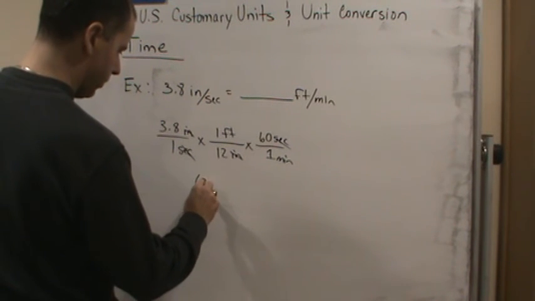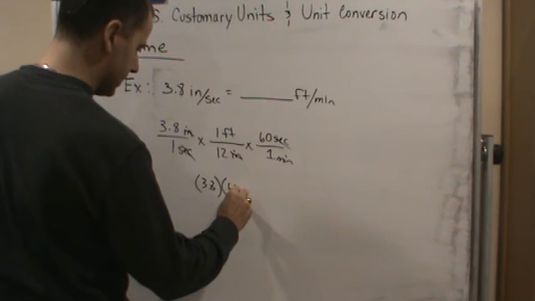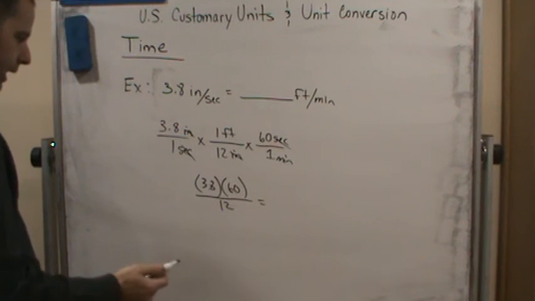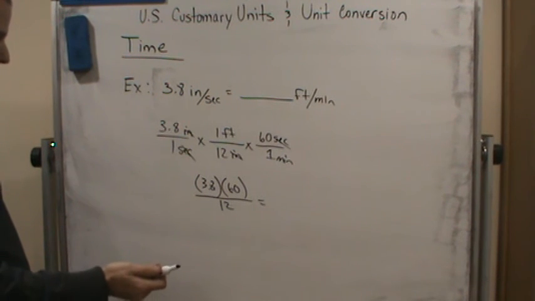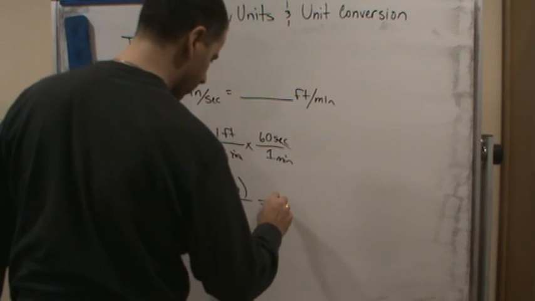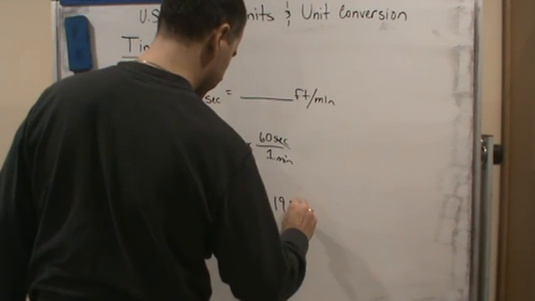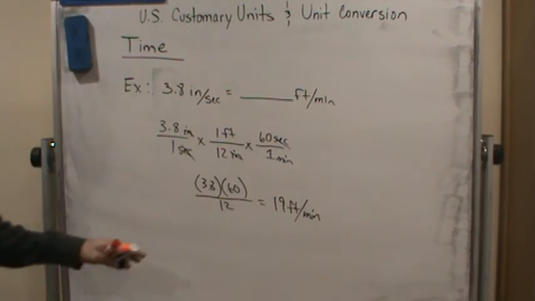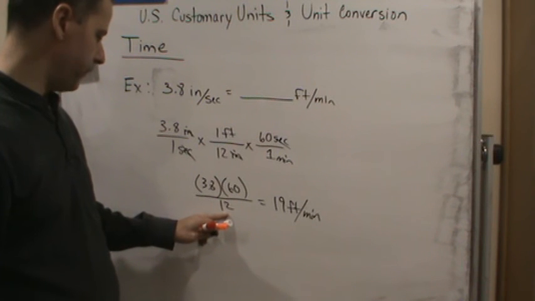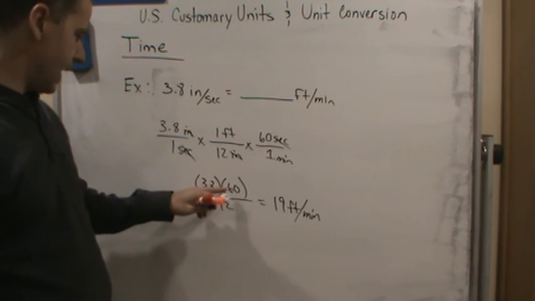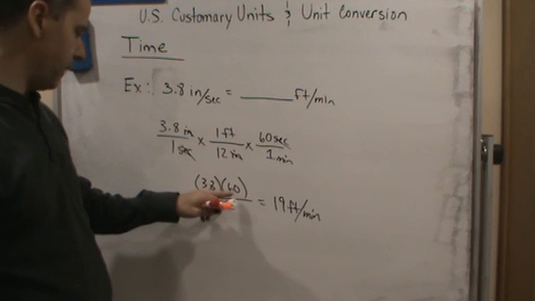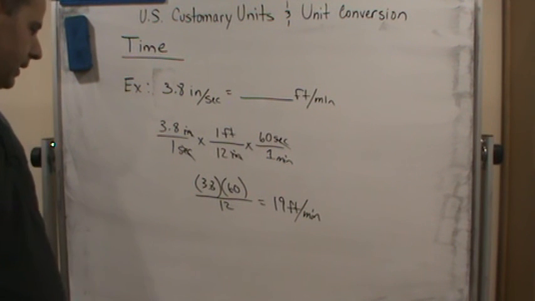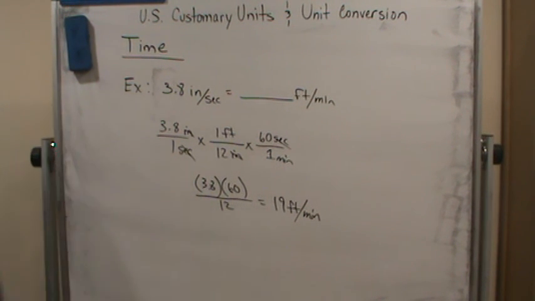So it's going to be 3.8 times 60 divided by 12, which is going to be 19 feet per minute, right? I was able to do that in my head because 60 divided by 12 is 5. Well, 10 times 3.8 is 38, so 5 times that is going to be half. So half of 38 is 19. And so it's 19 feet per minute.